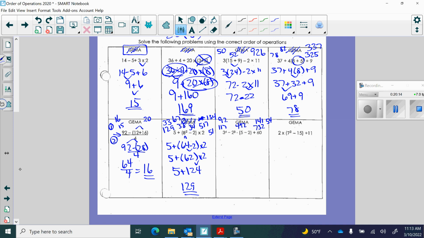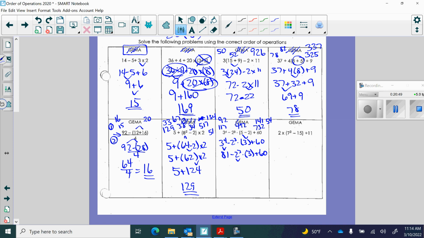Do I have any groupings in this one? Yes. So we do this one first. 3 to the 4th minus 2 to the 3rd times 3 plus 60. Do I have any more groupings? No, so that one's gone. Do I have any exponents? Yes, I have 2 of them, so I'm going to do them left to right. 3 to the 4th is the same as what? 3 times 3, which is 9. 9 times 3 is 27. 27 times 3 gives me 81 minus 2 to the 3rd times 3 plus 60.